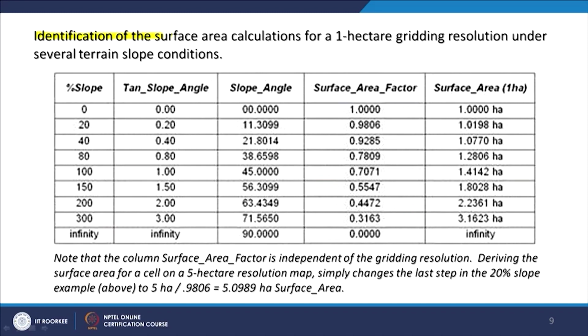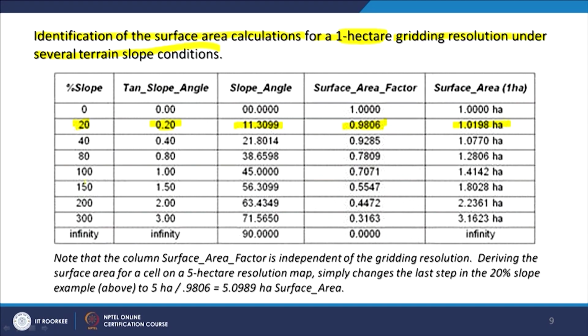So, this is the identification of surface area calculations for 1 hectare gridding resolution under several terrain slope conditions. When you have a slope of, say, 20%, instead of degrees, the example here is in percent, and theta, the slope angle, is 11.399 degrees, and the surface factor is 0.98, and this surface area is about 1 hectare.